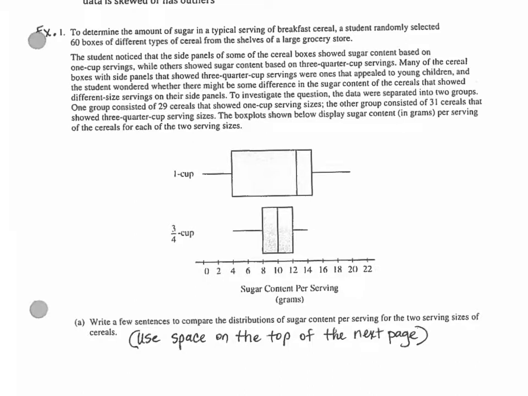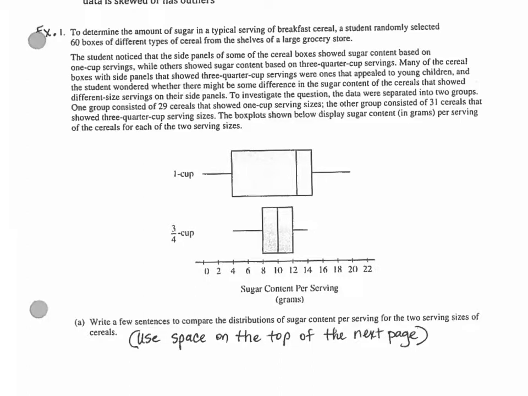Many of the cereals with the 3/4 cup servings were ones that appealed to young children, and the student wondered whether there might be some differences in the sugar content of the cereals that showed different size servings on their panels. To investigate the question, the data were separated into 2 groups. One had 29 cereals that were 1 cup serving. The other had 31 cereals that were the 3/4 cup serving. The box plots are shown below.